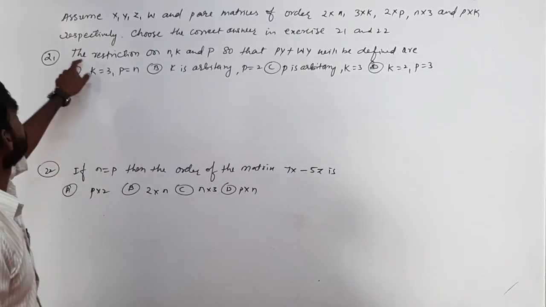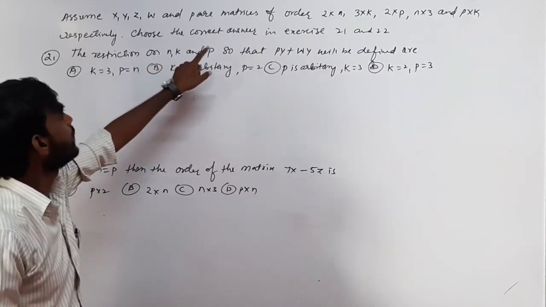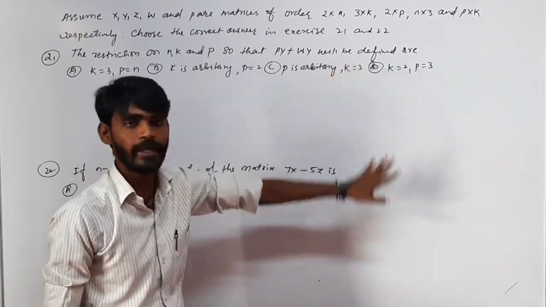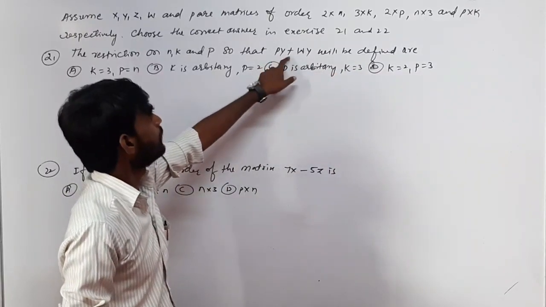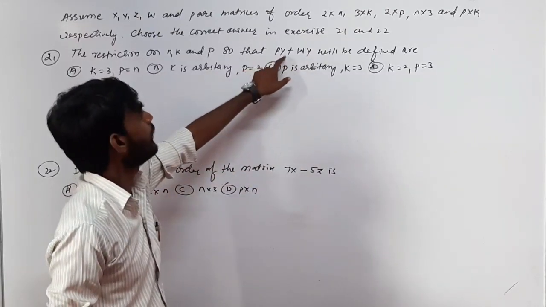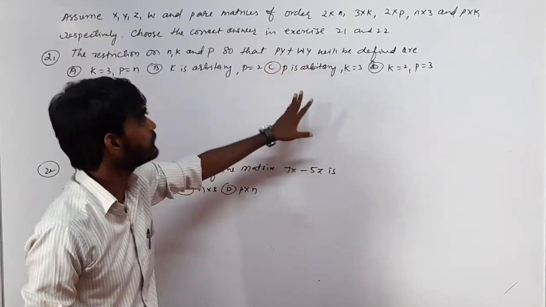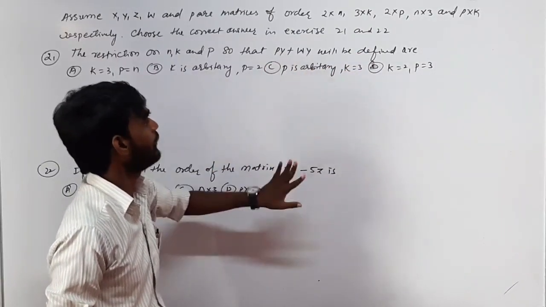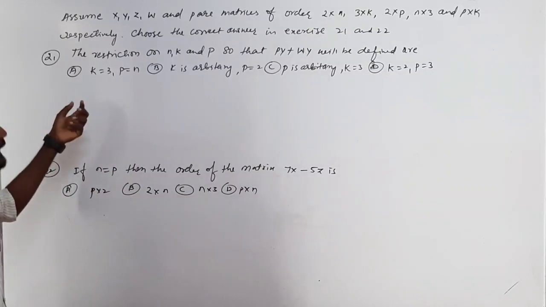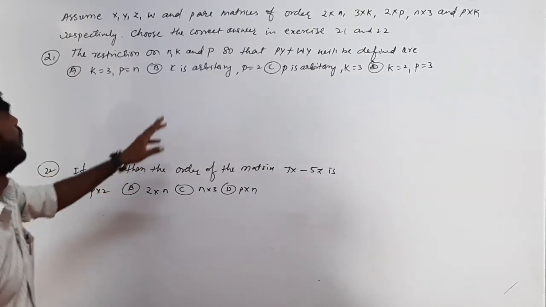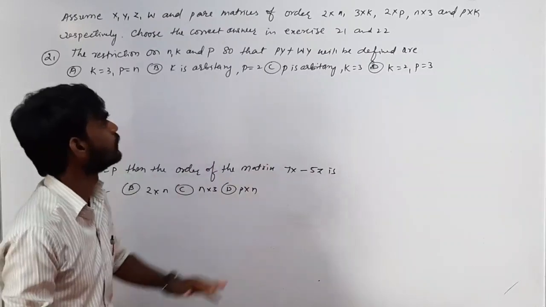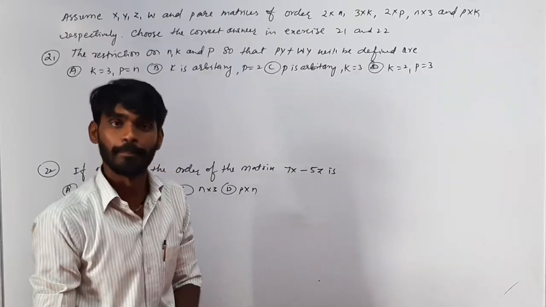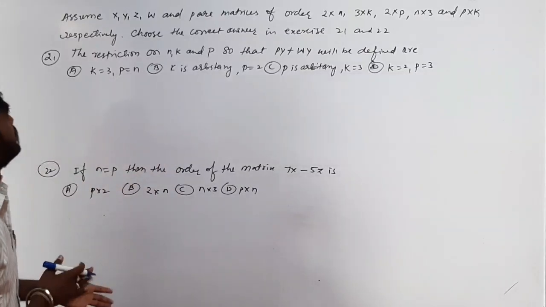So first one will be the restriction on N, K and P such that PY plus WY will be defined. So here PY and WY are the matrices whose order is given. So then it will be defined, what it means. Option A, K is equal to 3, P is equal to N. Option B is K is arbitrary, P is equal to 2. Option C, P is arbitrary, K is equal to 3. Option D is K is equal to 2, P will be 3. So look at here, solution.